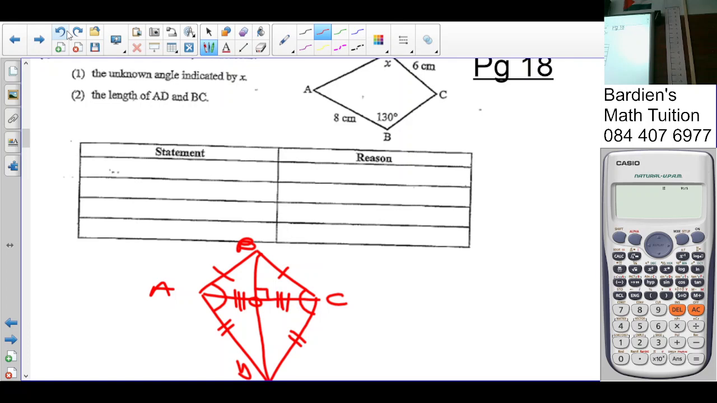Then don't even say the kite adding up to 360, please. All quadrilaterals add up to 360. Otherwise, you're going to start saying, but all quads have 4 sides. Like, this is a given.